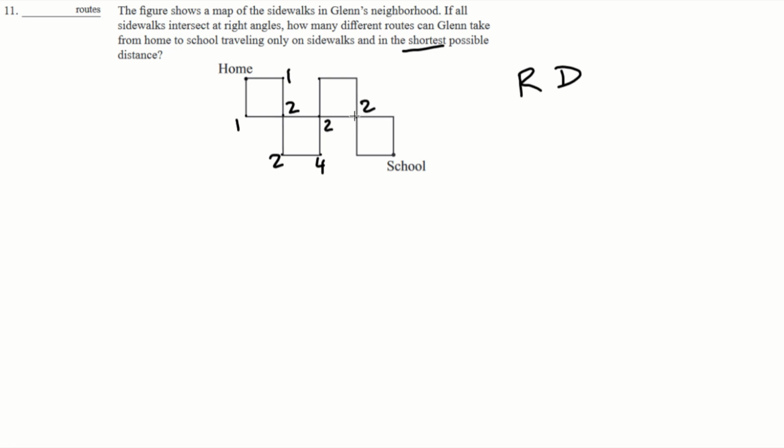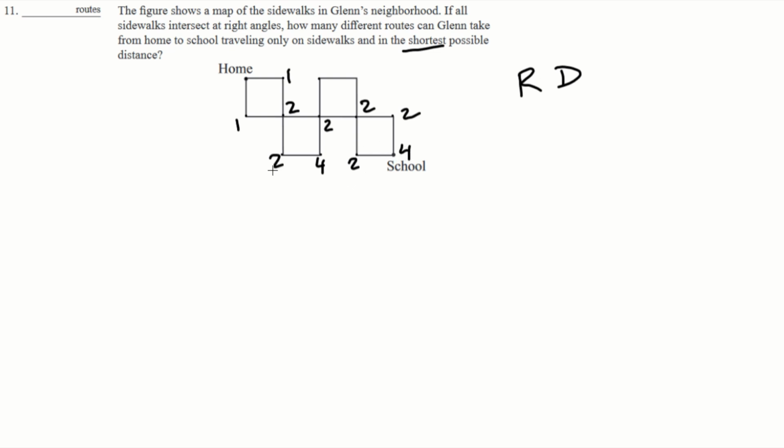Okay, now, same thing as before. The only way to get down to this point is by going downwards after reaching this point. And there are 2 ways to reach this point, so that means there are 2 ways to reach here via this point. Same thing here. And then there are 2 ways to reach school from this point, 2 ways to reach from this point, so that means you have a total of 4 ways of reaching school.